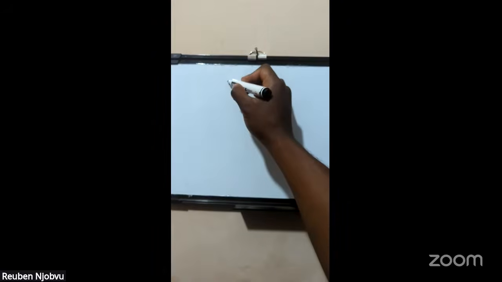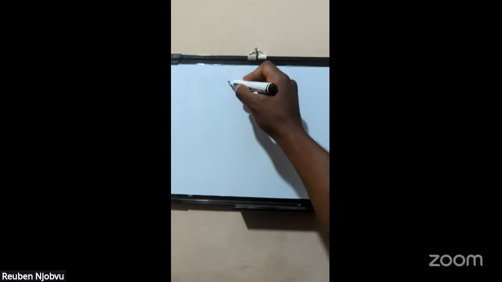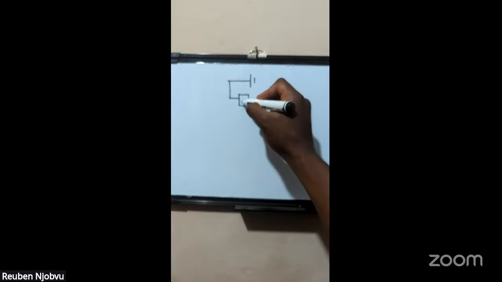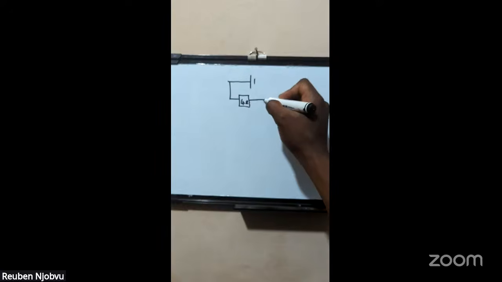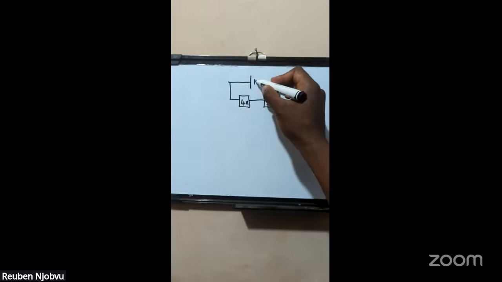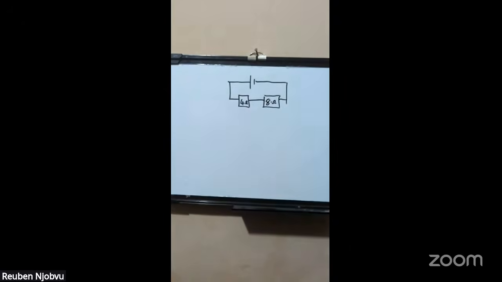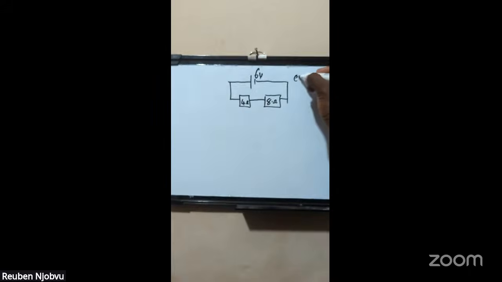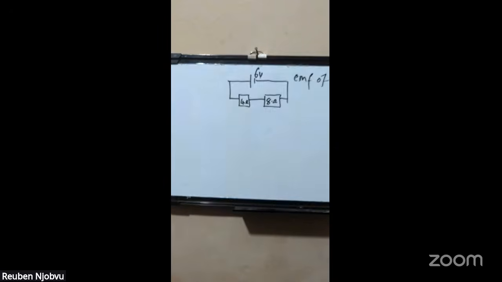So our question has been given like this. I told you to screenshot. So this was our question. Here we had 4 ohms, and at this point we have 8 ohms. And this is the question. So the first question is saying you have 6 volts here. What does it mean when they ask what is meant by EMF of 6 volts?